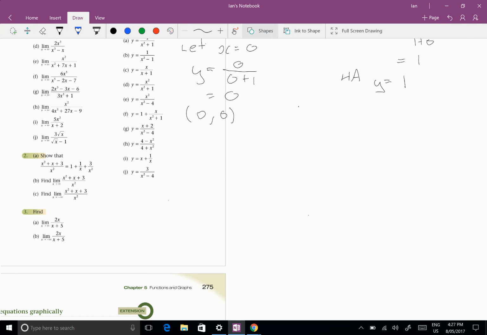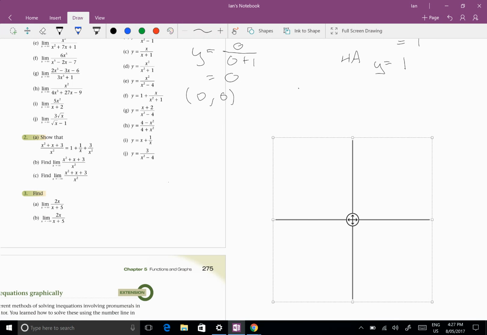So let's put our diagram in, and let's put our asymptote, and we know that y can't equal 1, so we'll put that in. And we know that it's an even function, so we really only have to concentrate on the positive side. We know it goes through 0, 0.